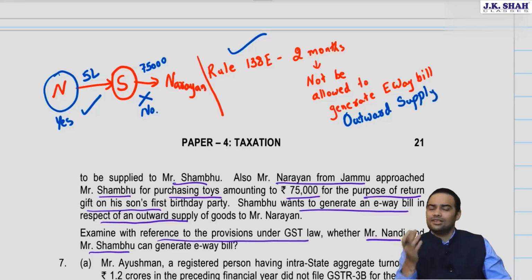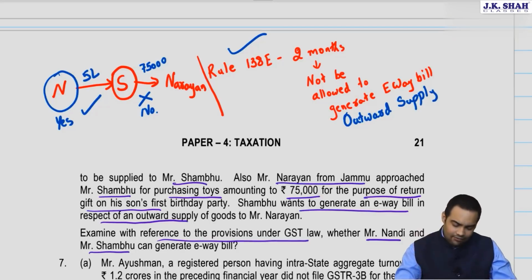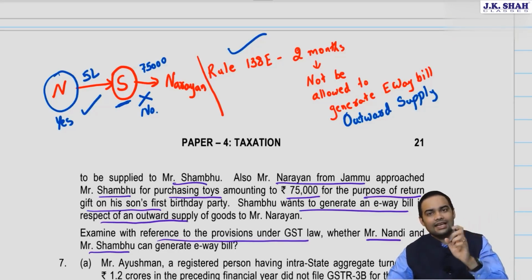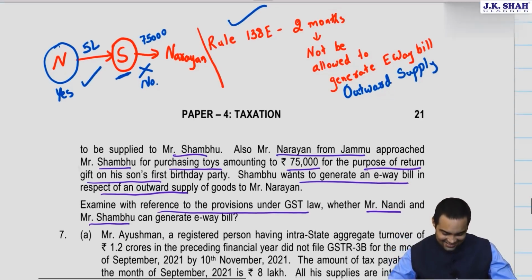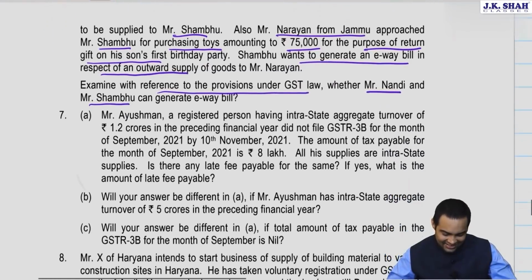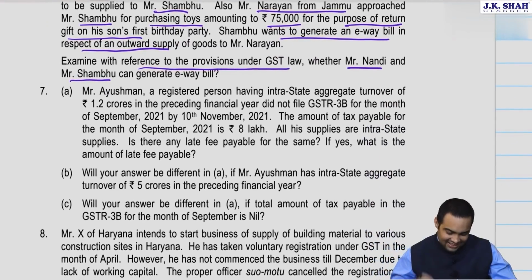And what about this, sir? Obviously, outward supply for Mr. Shambhu, 75,000, not allowed. Nandi can generate it because for him it is a sale. For Mr. Shambhu, he is a recipient. Clear? Great. Okay. Now let's see the next one.